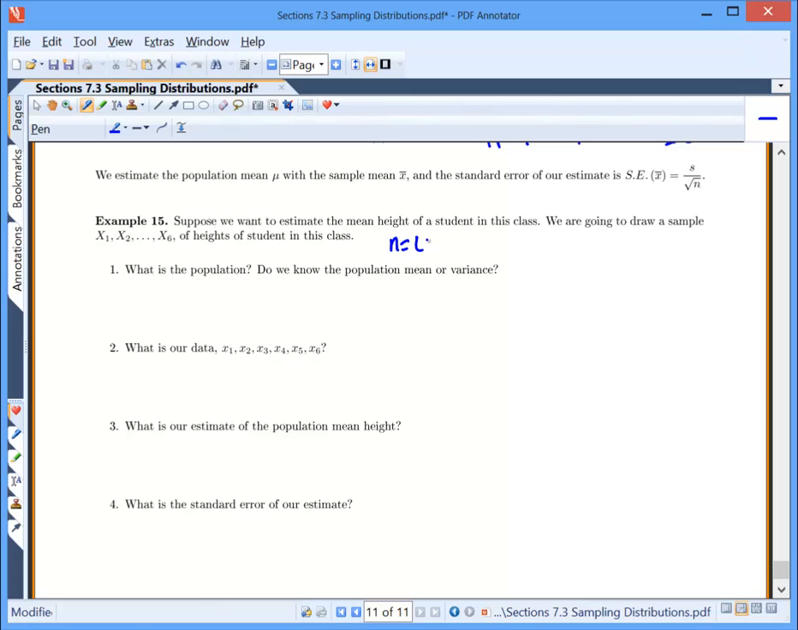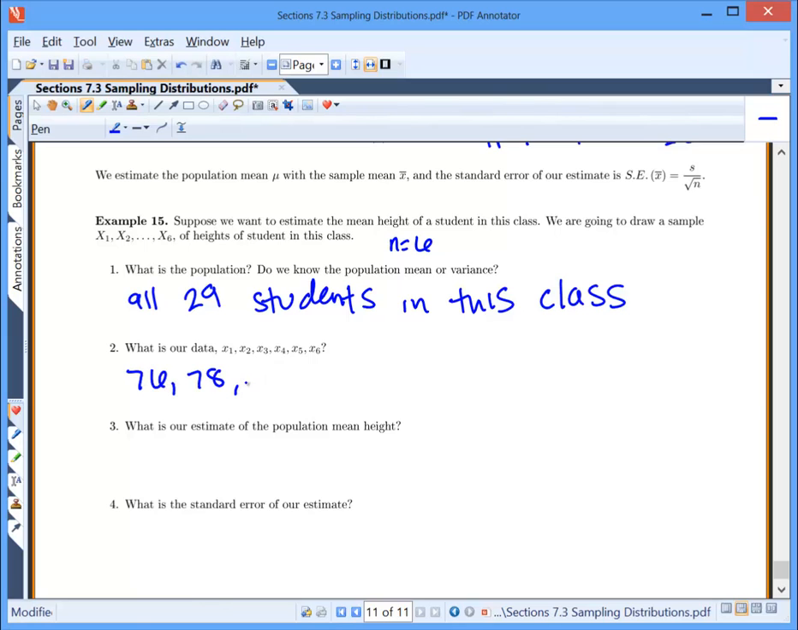So our sample size was 6. Okay, so first of all, what is the population? The population was all 29 students in this class. And we don't know the population mean or the population variance because we're not going to get the data for everyone in the class. But our data for just the 6 people is 76, 78, 66, 72, 69, and 65. So this is in inches.